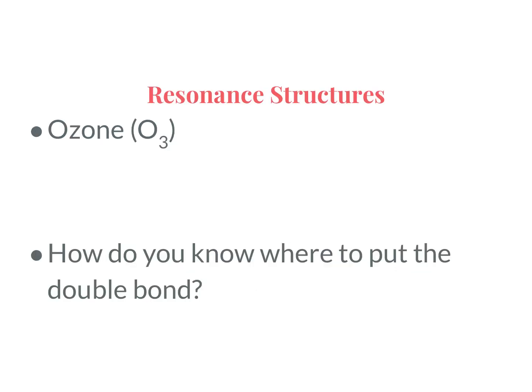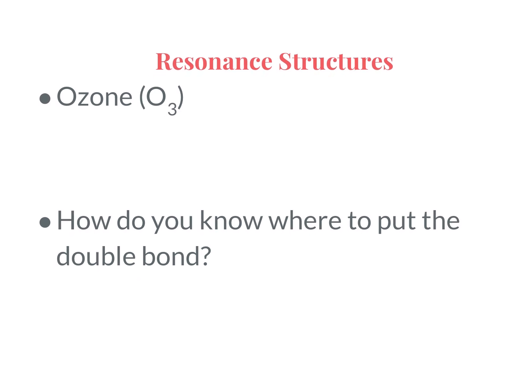We're going to practice drawing a resonance structure. We're going to draw ozone together. Again, what's your first step? Valence electrons. How many valence electrons does oxygen have? And how many total? 18.